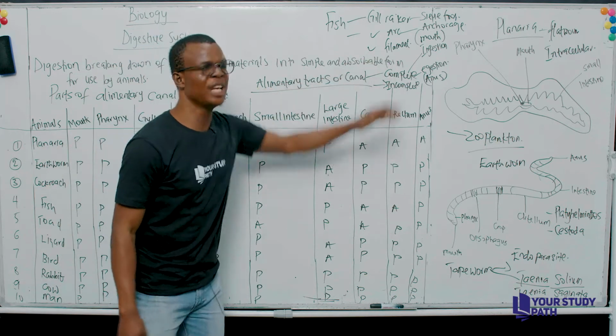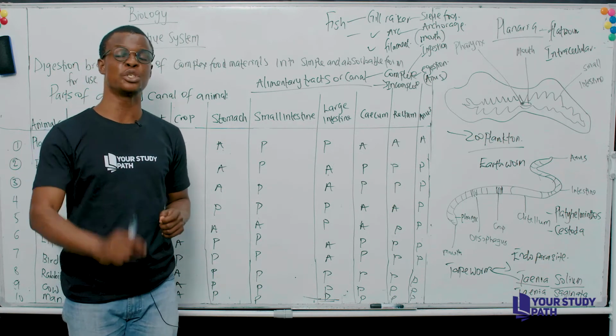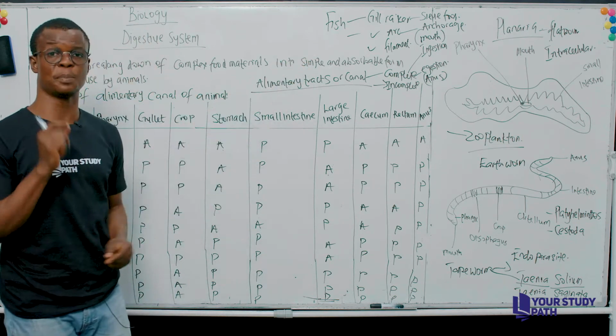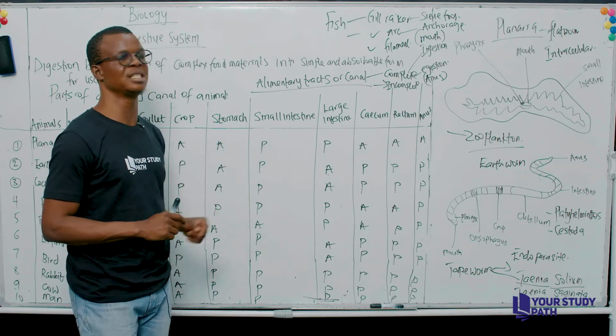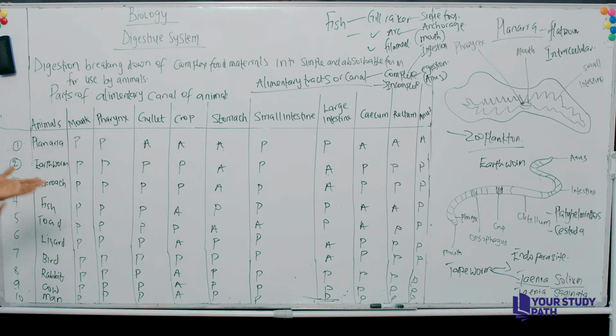Then we have the filament. The filament in fish is responsible for gaseous exchange. That is the primary function of the filament. So these are what the fish possesses that enable them during the digestion of food in their body.